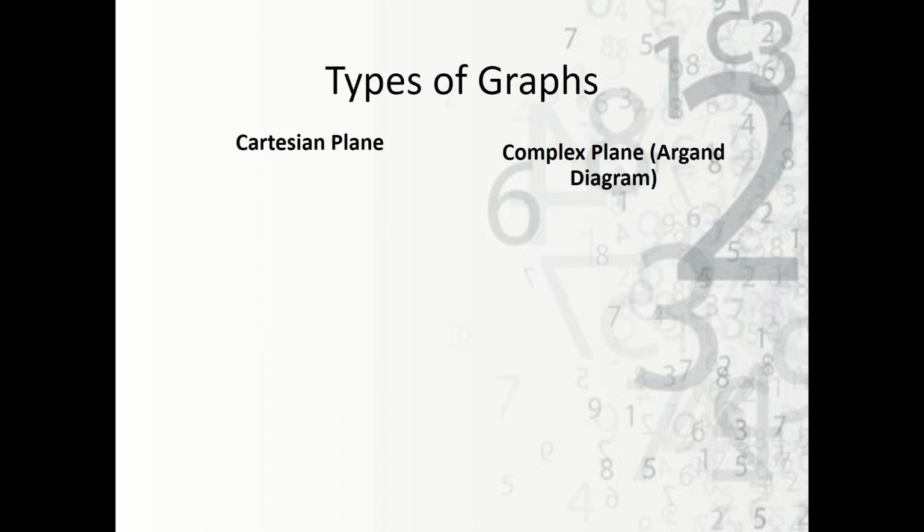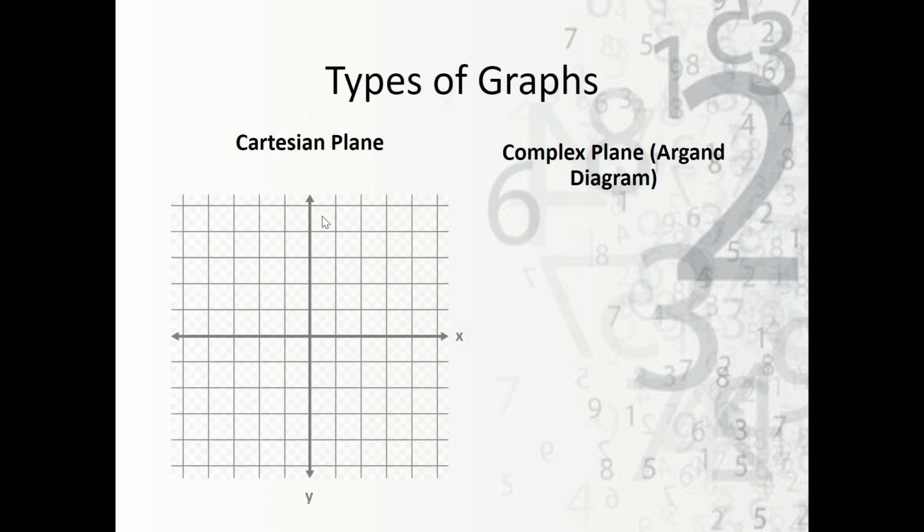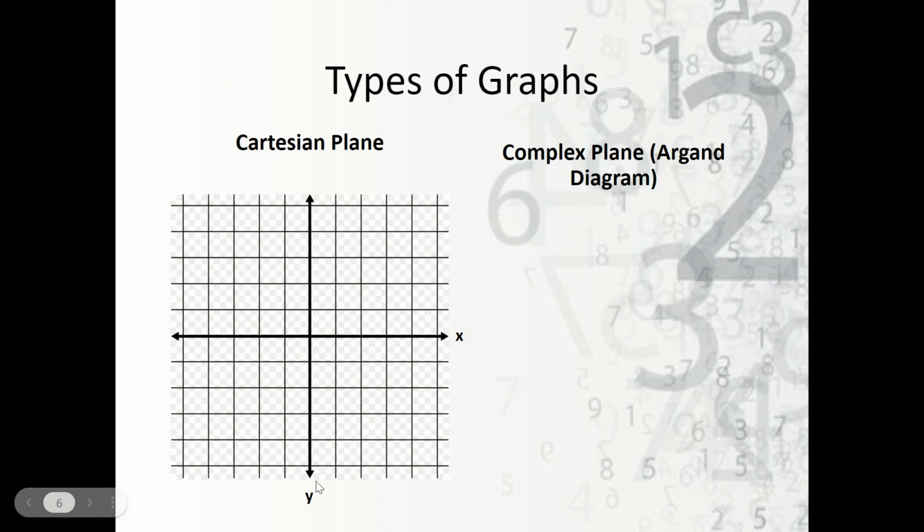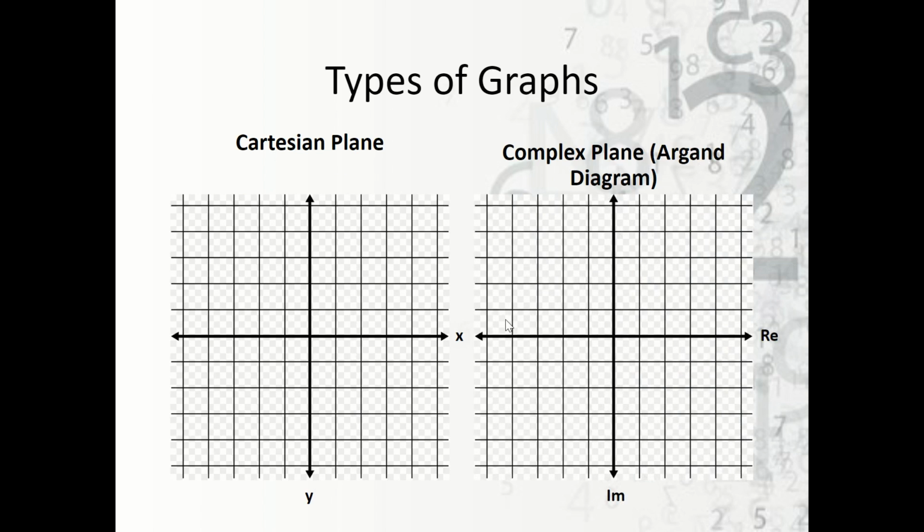Types of graphs. We have the Cartesian plane, which looks like this. We have our x and our y, just like we always did. That's what we're used to seeing for forever. Now, the complex plane, or as we call it, the Argand diagram, looks a little bit different. All of this looks the same, except now this axis is called the reals, and this axis here is called the imaginary. So we would plot our real over here, and our imaginary goes up and down.